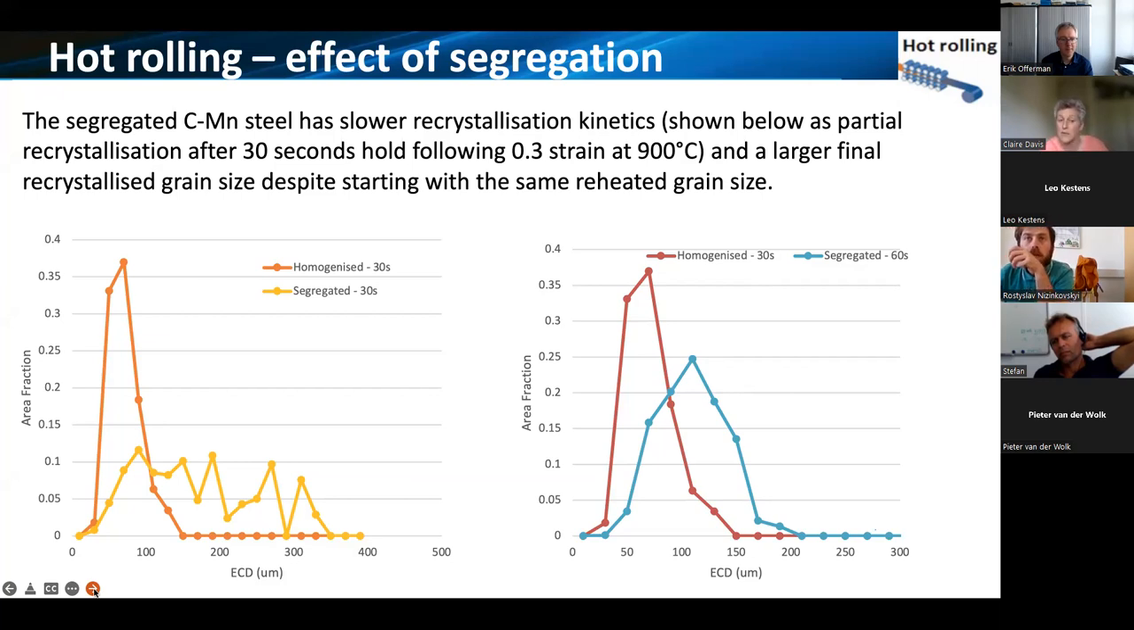And I want to emphasize they did have exactly the same starting austenite grain size. So we've got a difference in the recrystallization kinetics. And actually even more interesting, for me, is the fact that after full recrystallization, which is the graph on the bottom right, we still have a difference in the austenite grain size. And the segregated sample has a slightly wider range and a larger mode grain size.